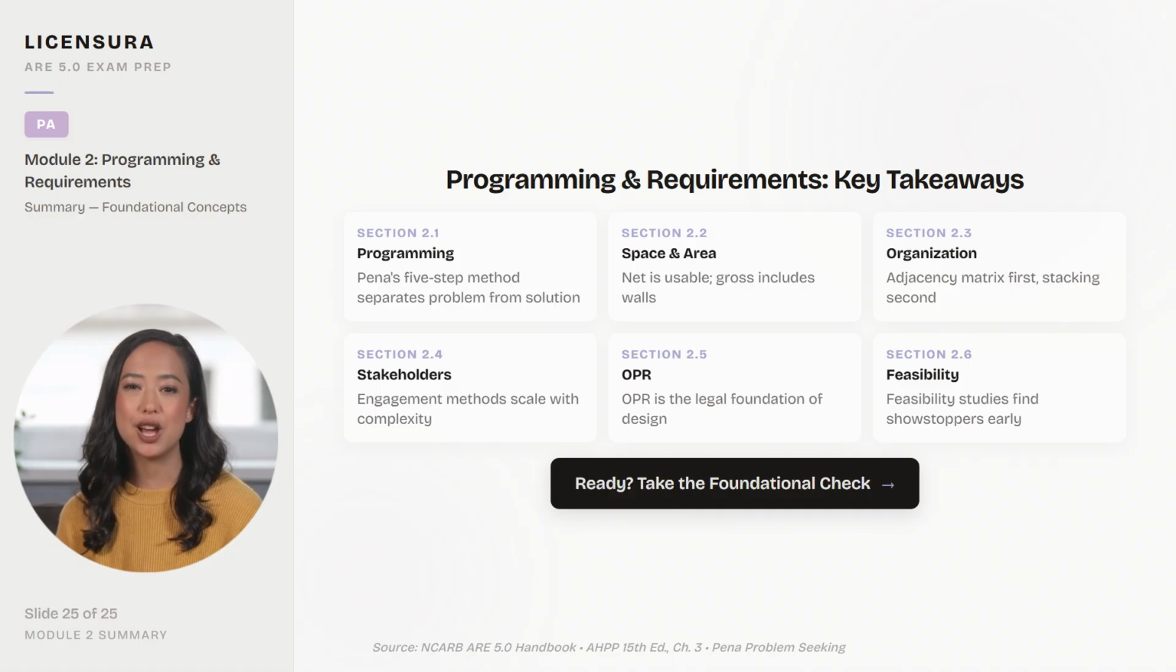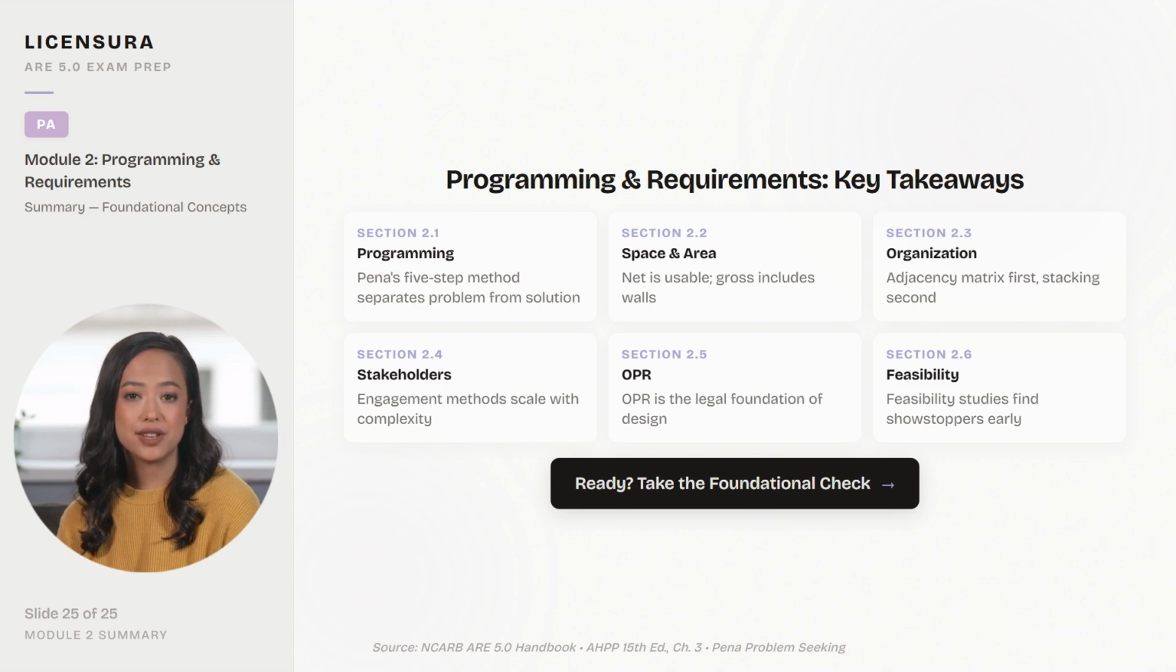The thread connecting all of these sections is this. Programming and analysis isn't about designing. It's about understanding the site, the program, and the constraints before you design. Get this right, and every design decision that follows gets easier.